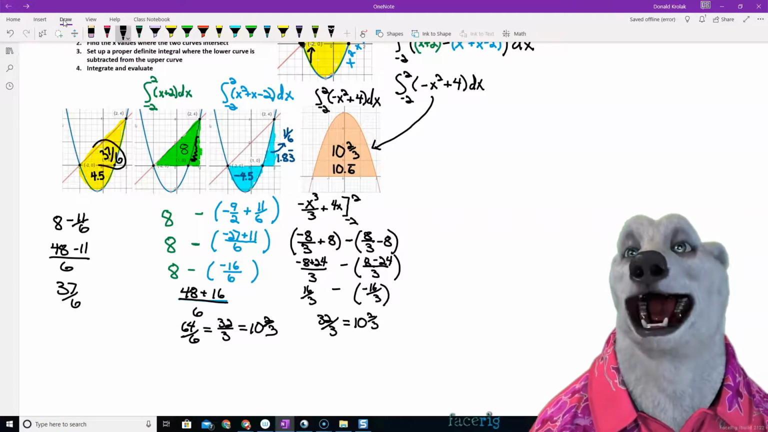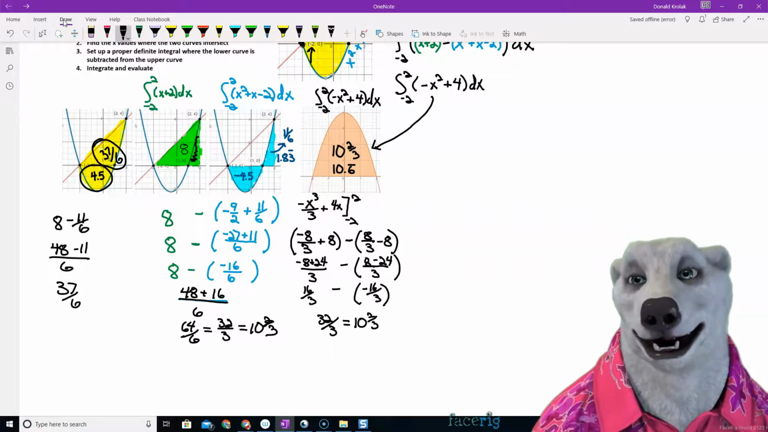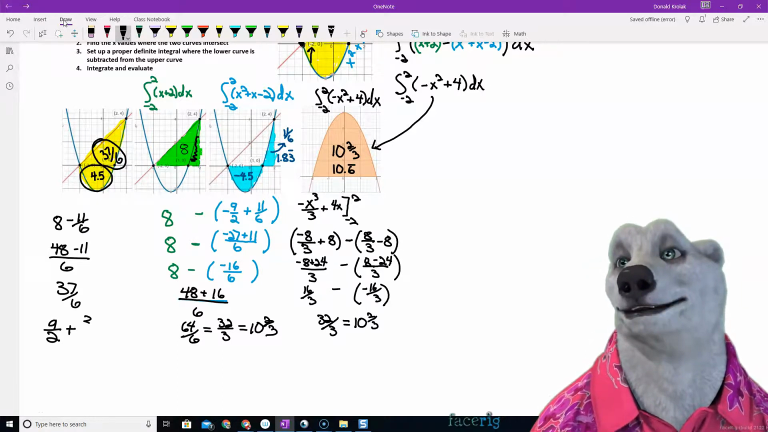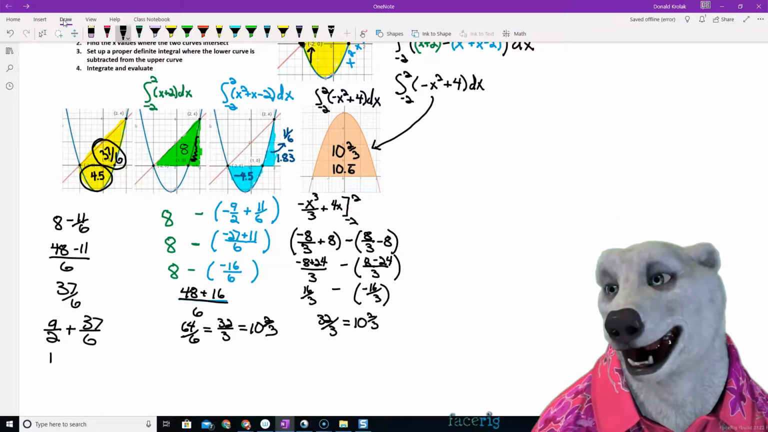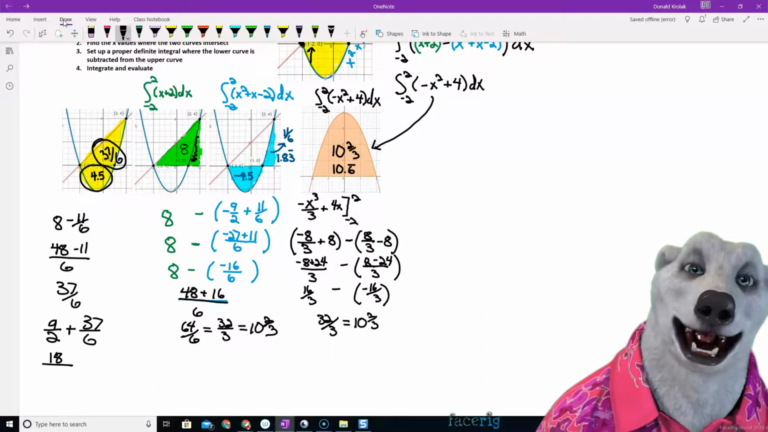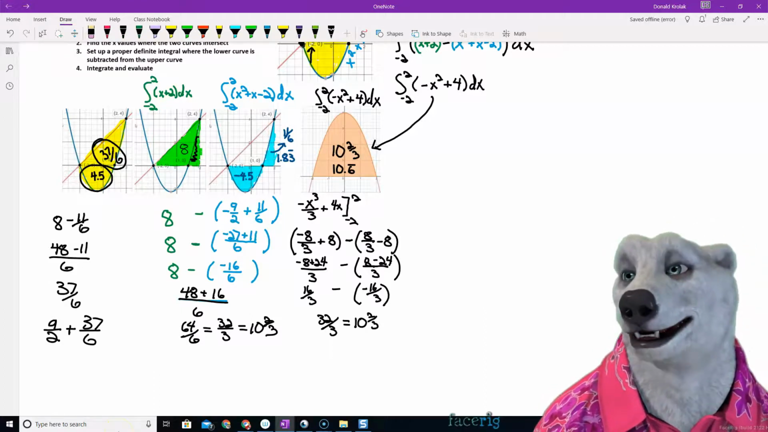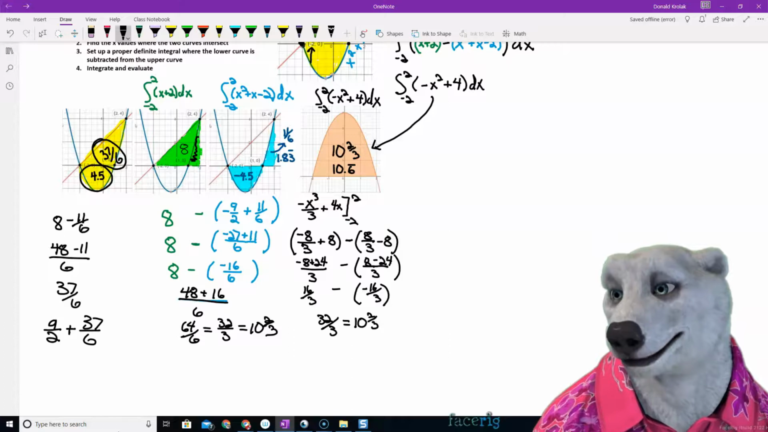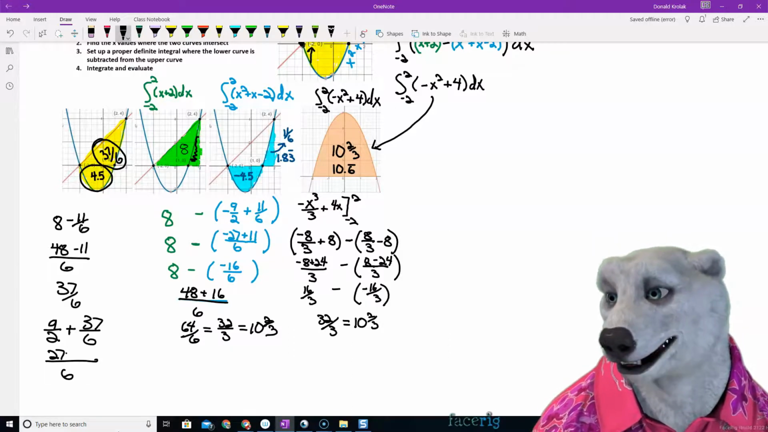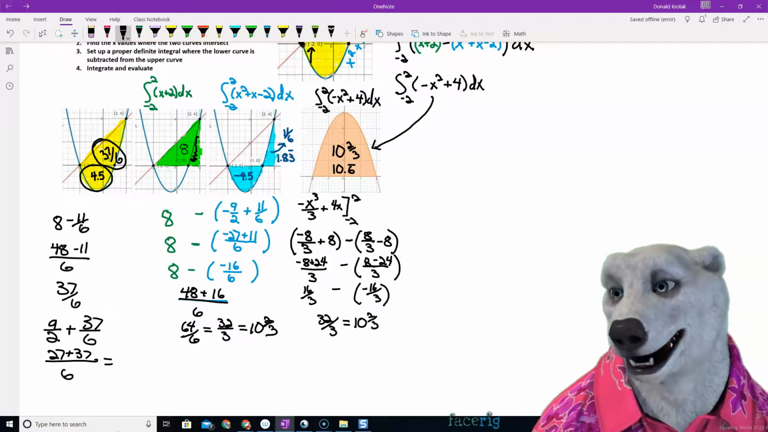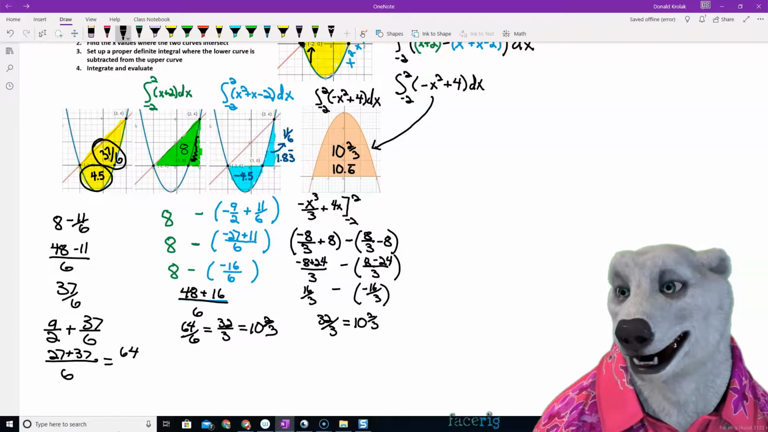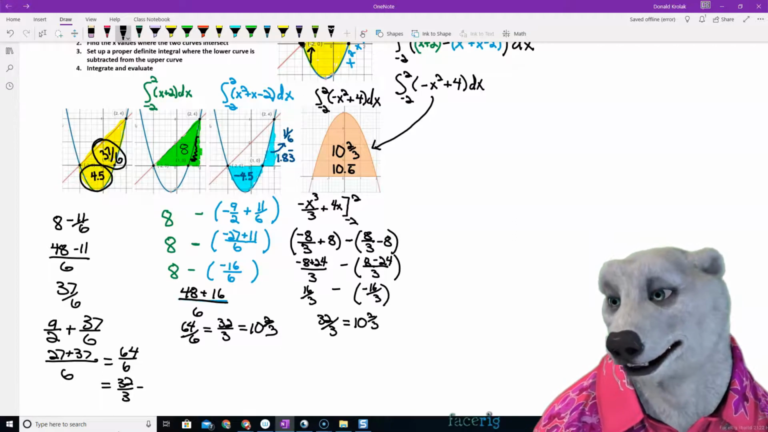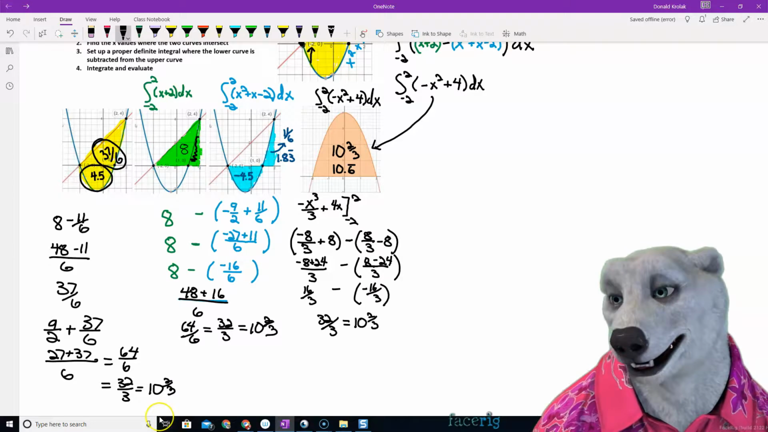Now, if we add those two up, we should get our total area here. So if I did 4.5, which is 27 over 6, and then add 37 over 6, that's going to be 64 over 6. And if I reduce that, I get 32 over 3, which is 10 2/3.